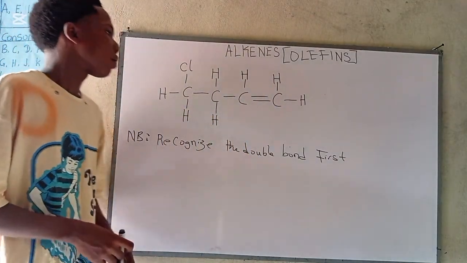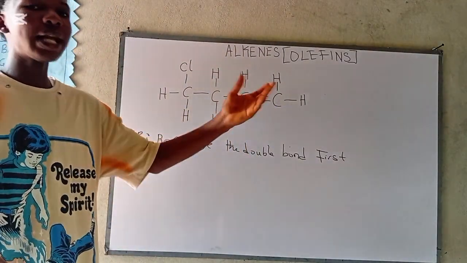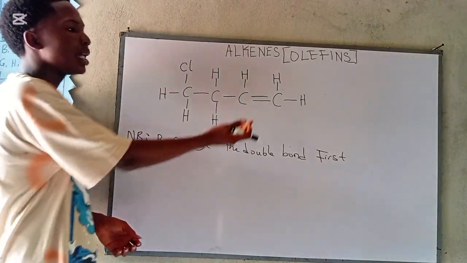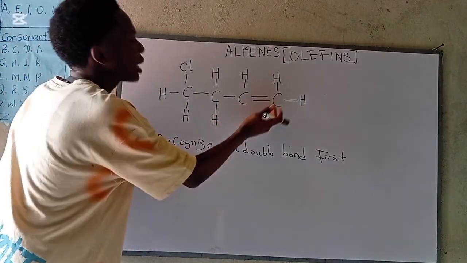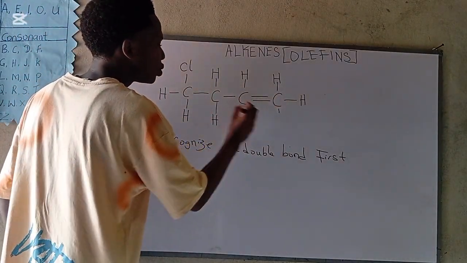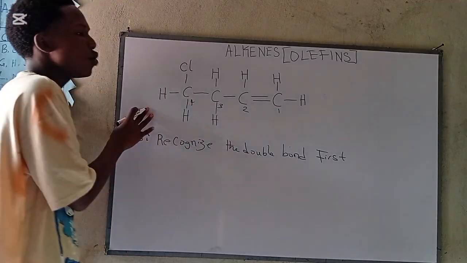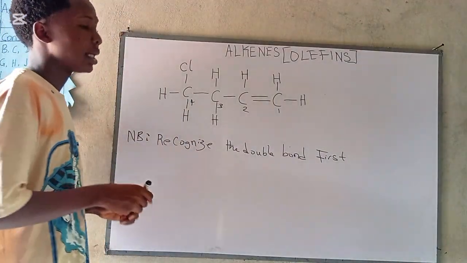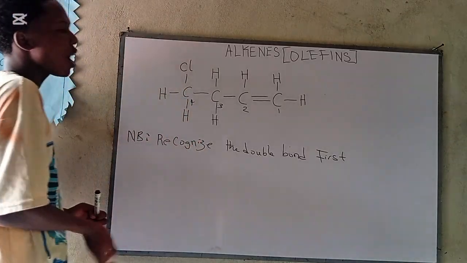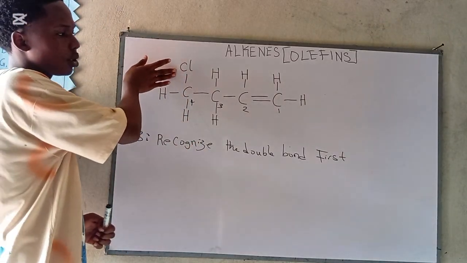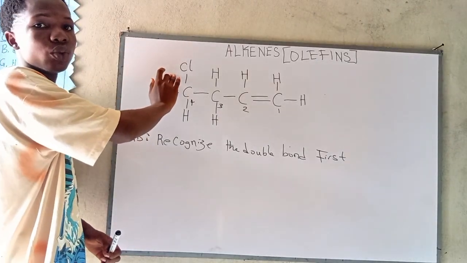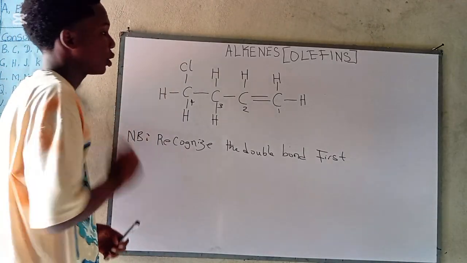Okay, now looking at this, what do we now do? In naming, we have to look for the longest carbon chain. Now, since we've recognized the double bond, we now know we have to count from this direction. Okay? So now counting from this direction, we have 1, 2, 3, and 4. We now know the carbon is but. Knowing that it's but, what next? We have to look at the position of the substituent. We have a halogen here, which is chlorine, which is the only substituent available.